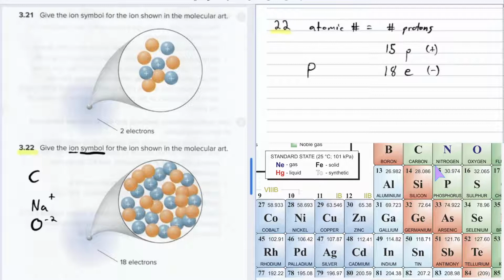One way to do the calculation is you always do protons minus electrons. Okay, so 15 minus 18 would be -3. So you got 3 more electrons versus protons. Okay, so you got 3 more minuses than positives. So the charge on the symbol is -3. Or you could put P3 minus. Either way works for me.